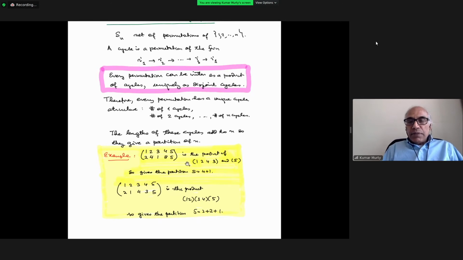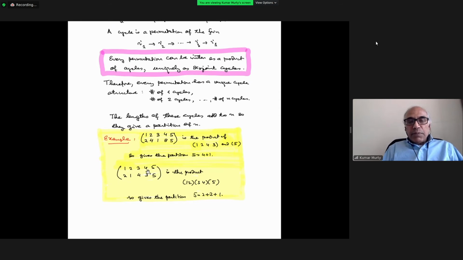So for example, if you have this permutation on 5 letters, 1, 2, 3, 4, 5, that takes 1 to 2, 2 to 4, 3 to 1, 4 to 3, 5 to 5. That's the product of these 2 cycles, (1 2 4 3) and (5). 5 gets fixed, and that gives the decomposition 5 is 4 plus 1. Here's a 4 cycle and a 1 cycle.